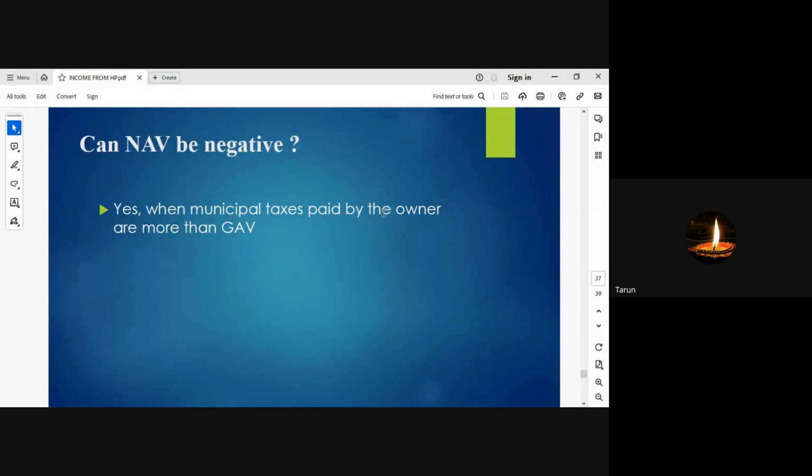Municipal taxes are always at high rates, decided by the competent authorities, so higher taxes may be charged. If the gross annual value is less than the taxes, the net annual value definitely comes out negative. So the answer is yes, when the municipal taxes paid by the owner are more than the gross annual value, which I've already taught you.